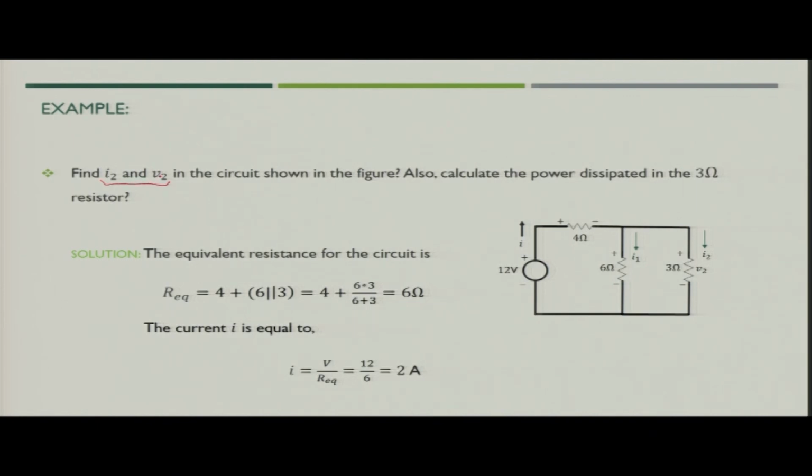If you are asked to find the value of I2 and V2 in the circuit and also the power dissipated in the 3 ohm resistor, what will you do? Since these two are connected in parallel, you can use Kirchhoff's current law at this node and try to find out the equivalent resistance. So, you will get the equivalent resistance as 6 into 3 divided by 6 plus 3. So, the total resistance of this particular loop would be 4 plus the equivalent resistance of this particular segment of the circuit. So, the total R equivalent of the circuit would be 6 ohm, and accordingly you can find out the value of current I, that is nothing but voltage V divided by R equivalent, and you get 2 ampere as a current.